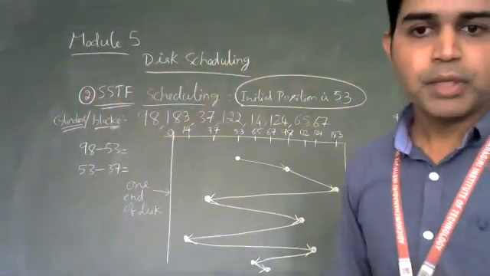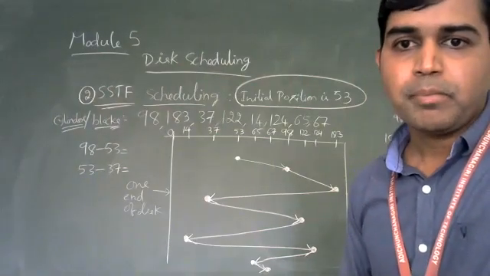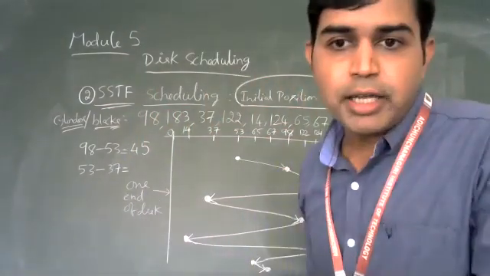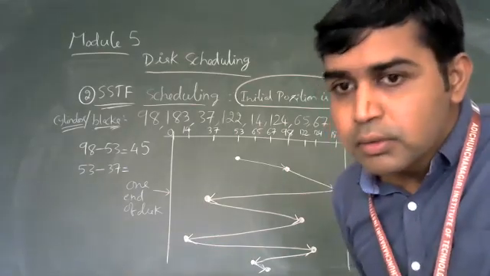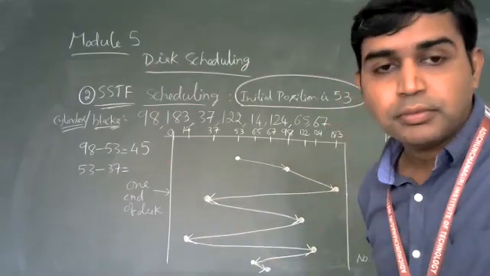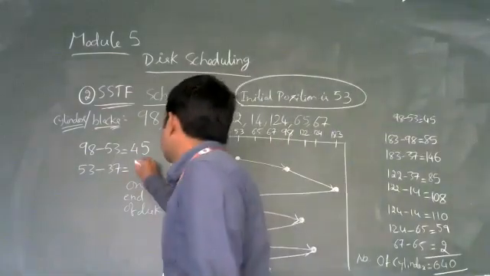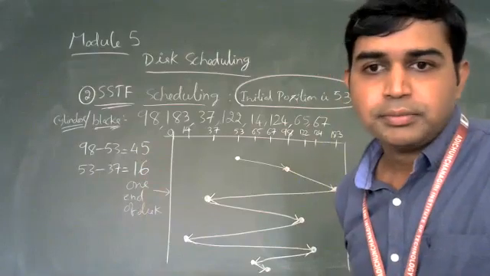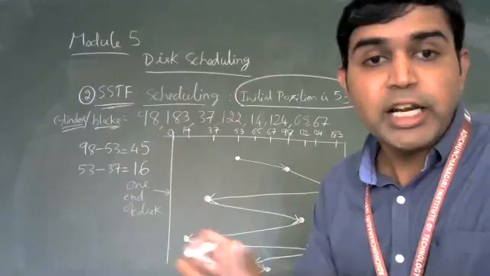How much do you get? 98 minus 53, how much do you get? 45. Next, 53 minus 37, how much do you get? 16. 53 minus 37. 16. Okay. So which is the shortest here? 37. Distance is only 16, correct?